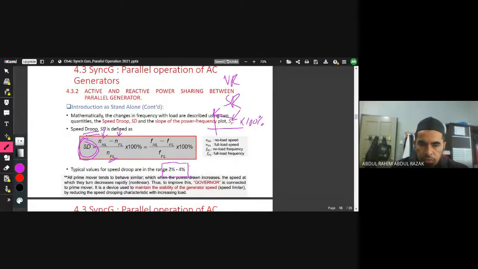All prime movers tend to behave similarly: when the power withdrawn from the system increases, the speed will decrease, non-linearly. It means that in a real situation, the decrement will be like this. It's not linear, but a non-linear kind of trend. So we apply the governor connected to the prime mover to assist, such that we are able to produce a linear kind of speed drop response.